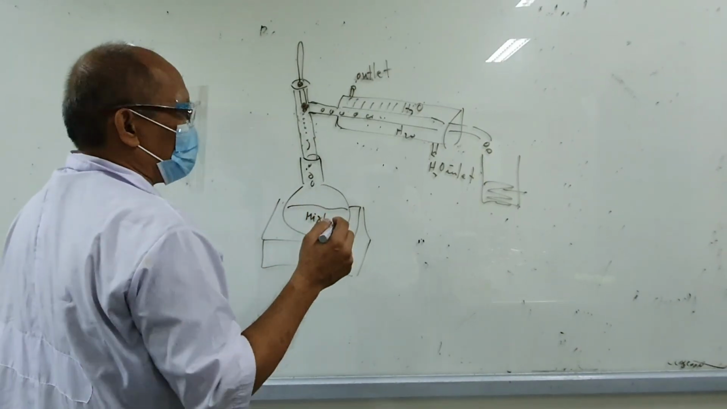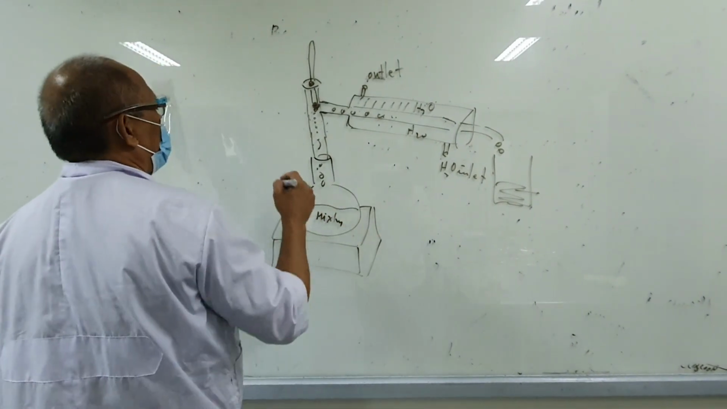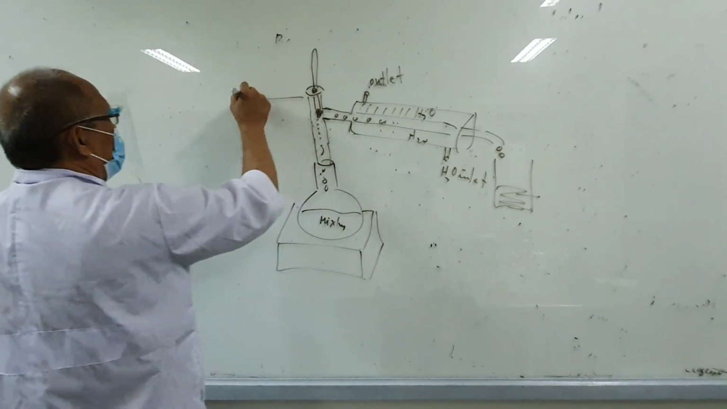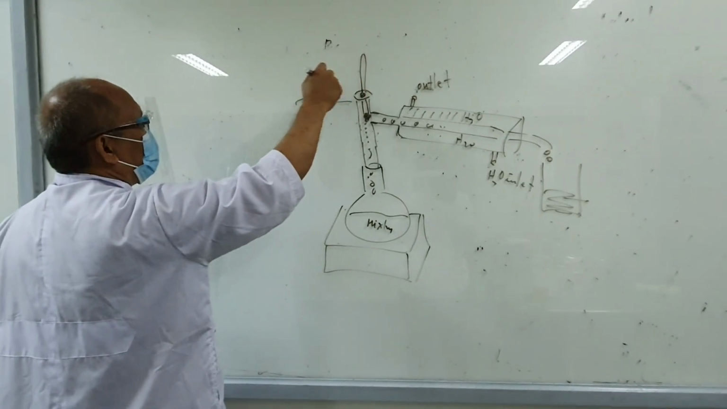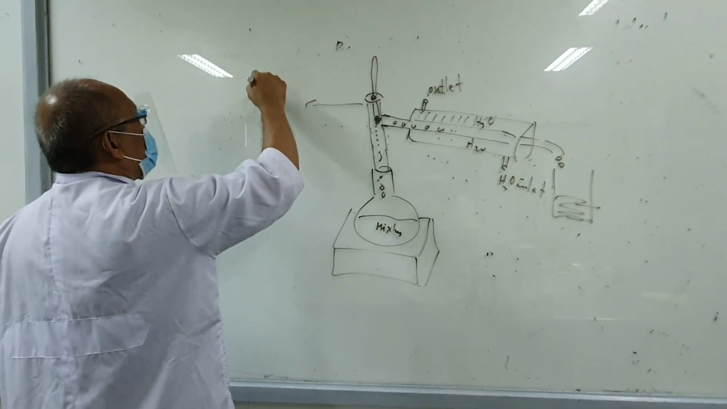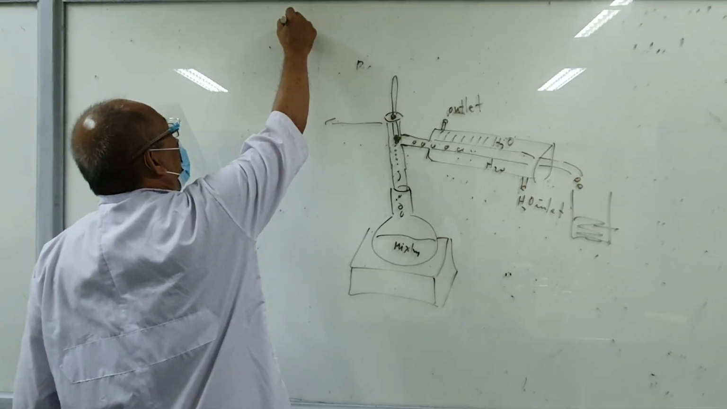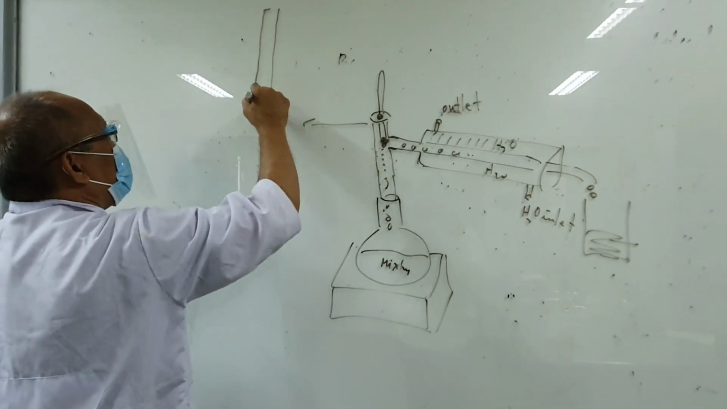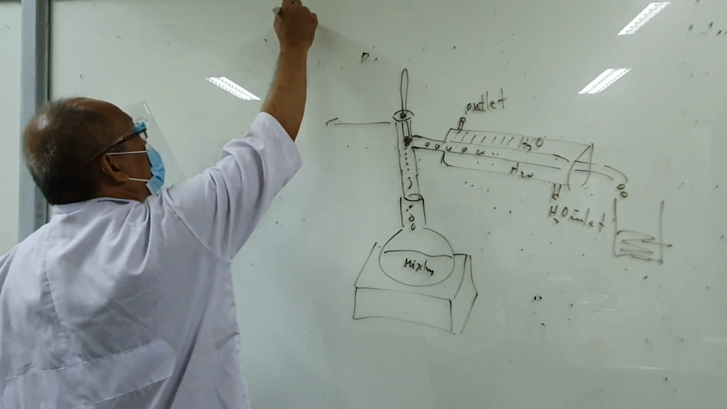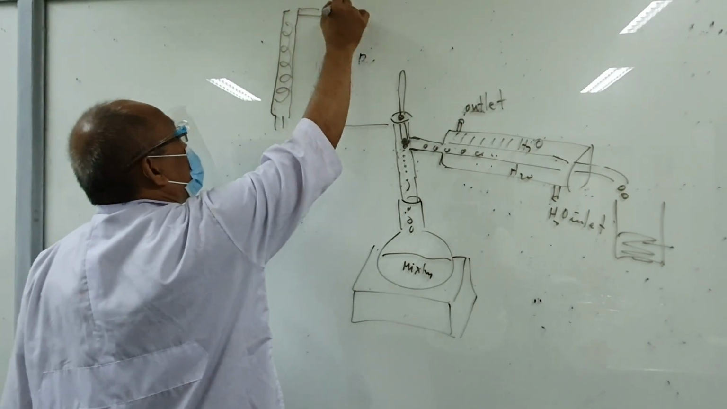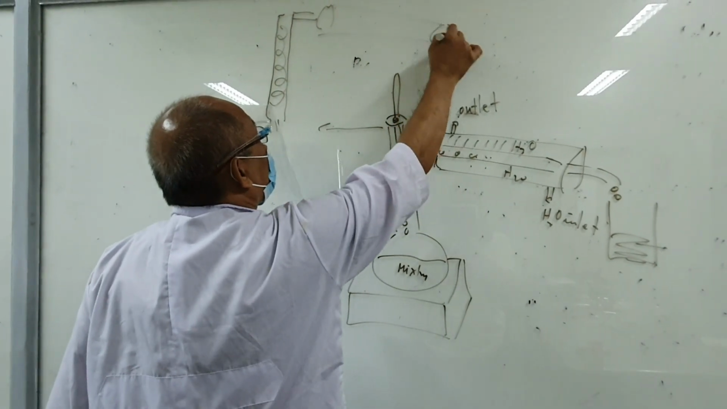If you're going to change it to fractional distillation, at this portion here, before you insert the thermometer, we're going to introduce another column. We call this the fractionating column. There is a coil there, and you're going to connect the condenser there.